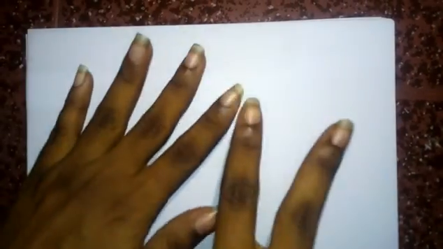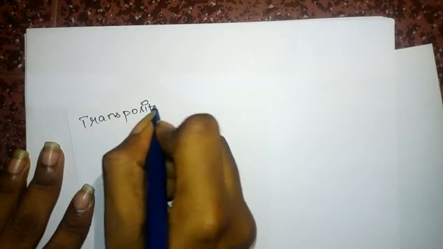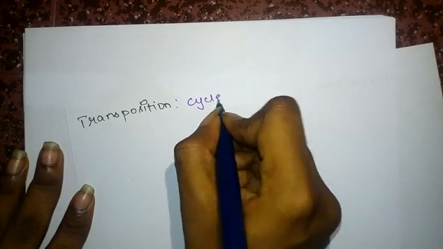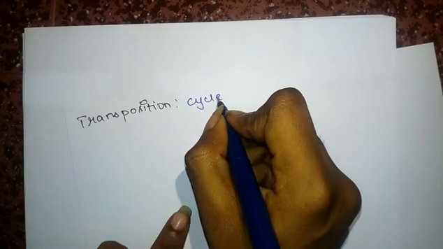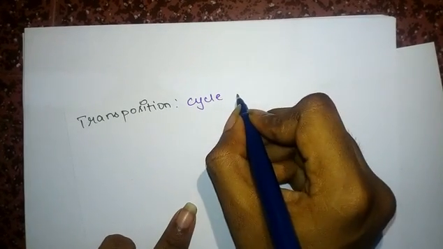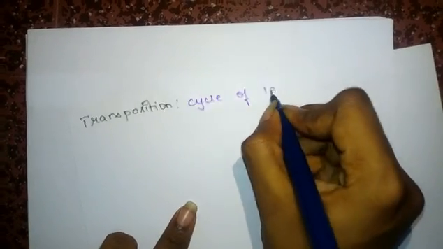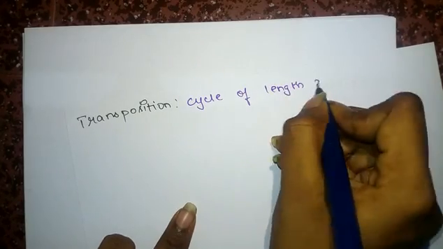We are in the 7th part of our lecture, permutation. And the topic we are going to discuss is transposition. A transposition is a cycle of length 2.